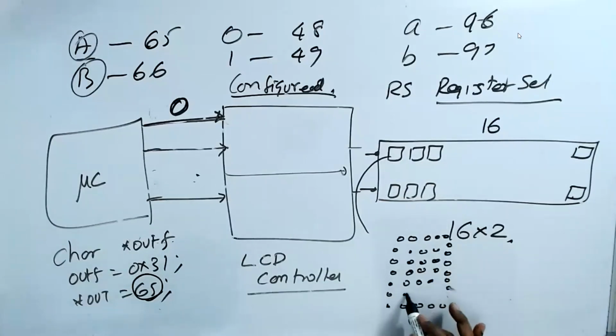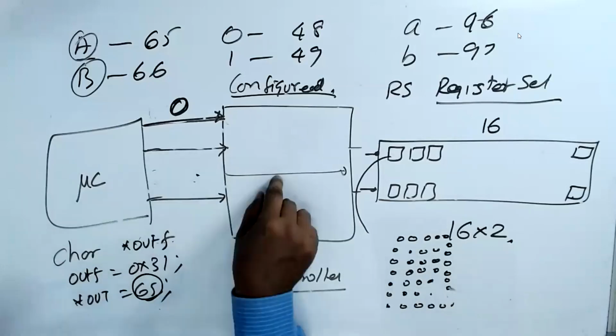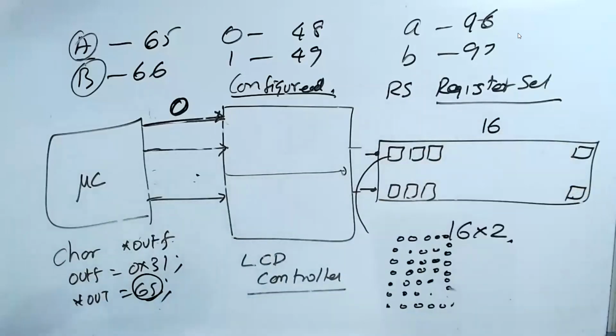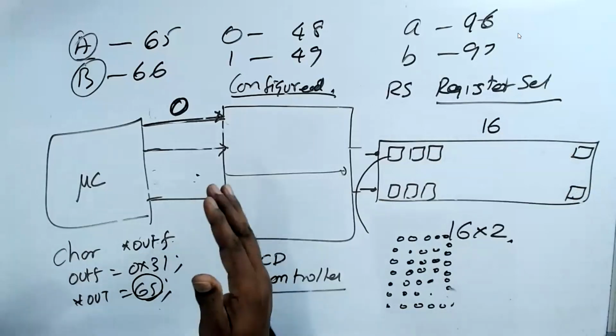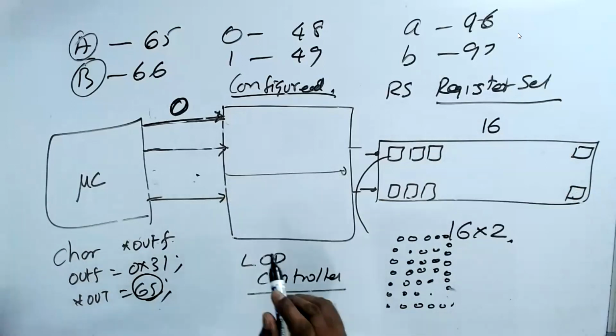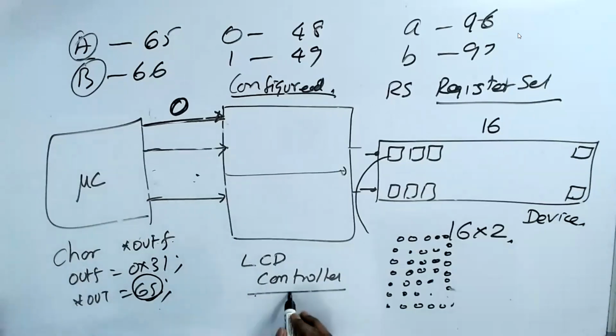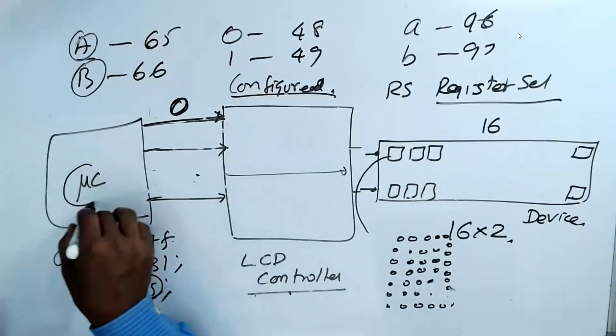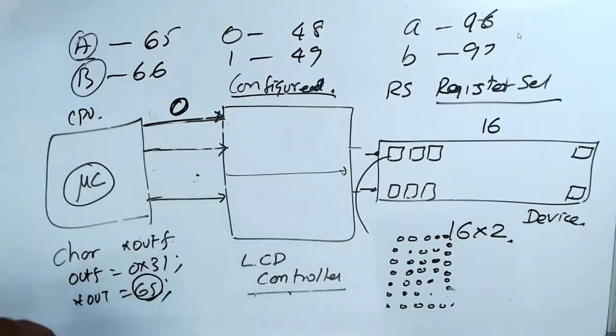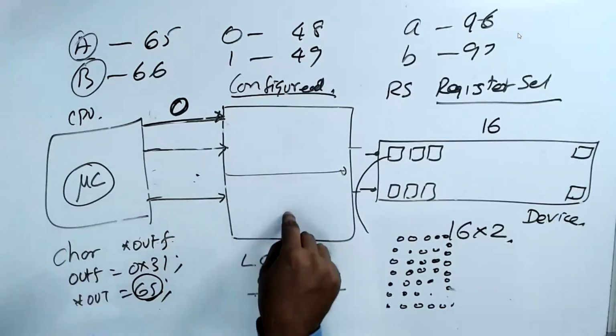So see, ultimately you're going to give a command and try to operate that. But still, I'm explaining all these things because I want you to know what exactly is the functionality of the controller. So please understand, one is called device, one is called controller, one is called microcontroller or CPU, whatever it is. The CPU is the one which is going to configure the LCD controller.